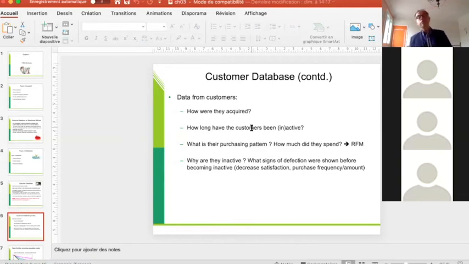Then, if you see that, you might send a satisfaction survey in order to measure customer satisfaction. If you see that satisfaction decreases, this is again an indicator that the customer is about to defect or not to buy again. That is why this information is important, because it gives you first an indicator.